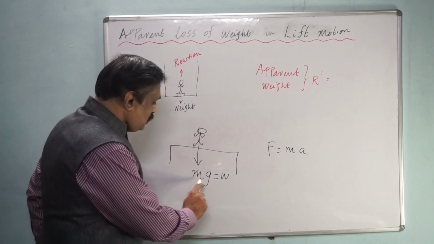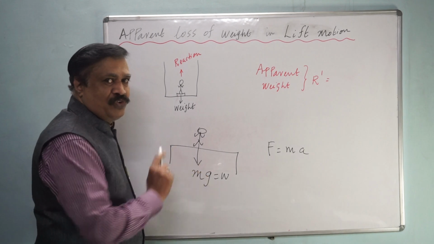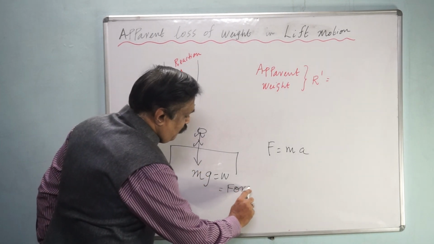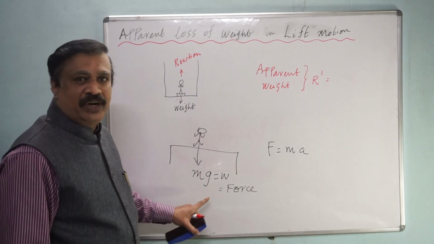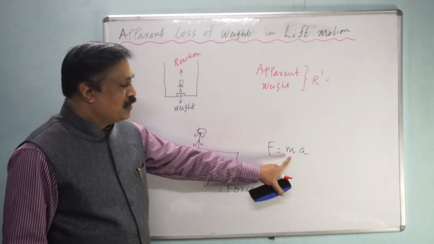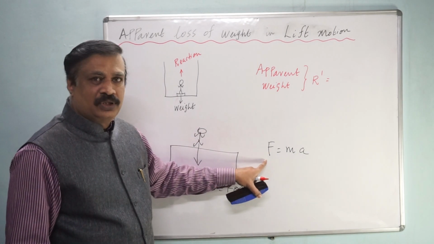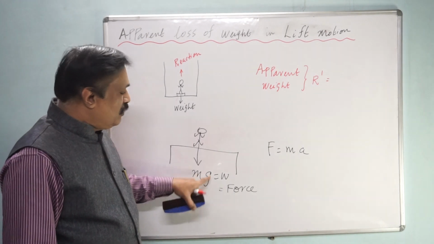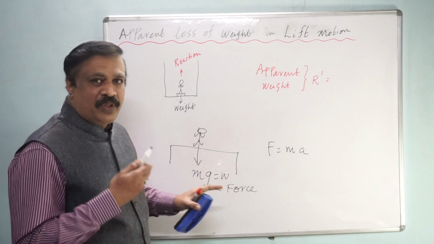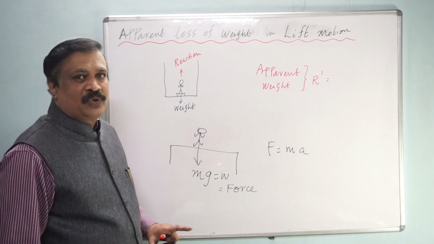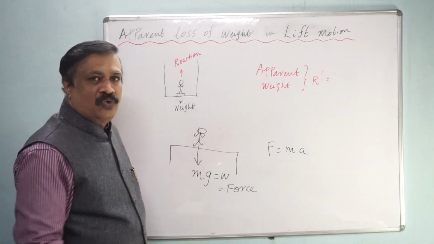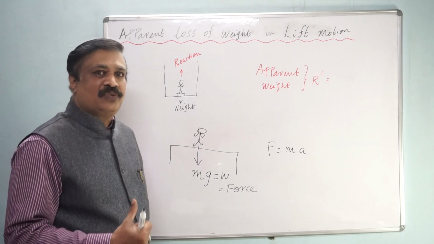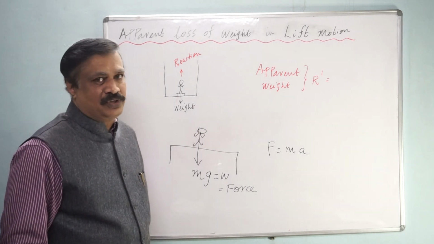Therefore, this term mg is equal to weight, which is equal to force. We call weight a force. Just like here, mass into acceleration is a force, here also mass into acceleration due to gravity we call weight. Now, weight is a force. Weight is acting downwards. It is acting towards the center of the earth. Always weight is acting towards the center of the earth.